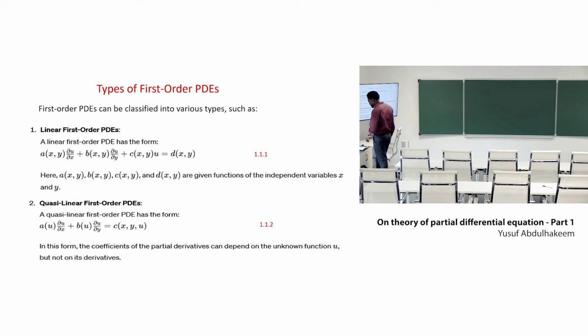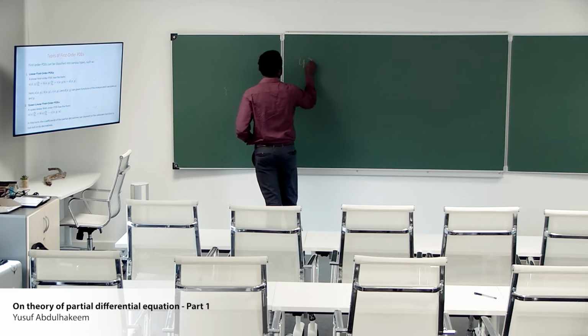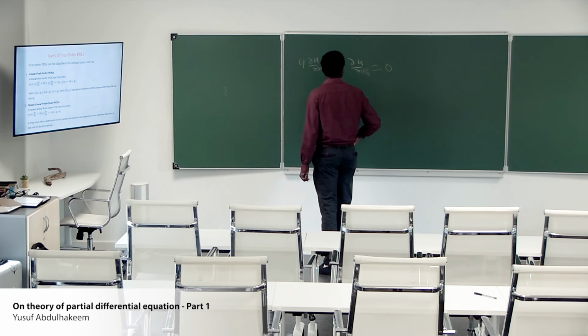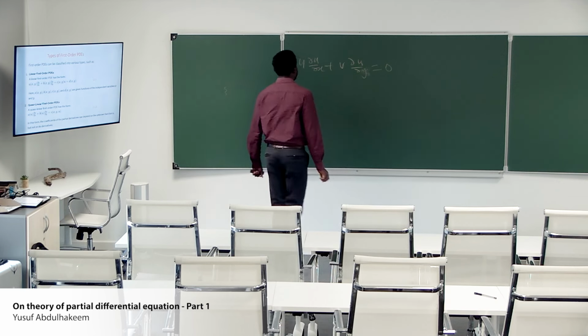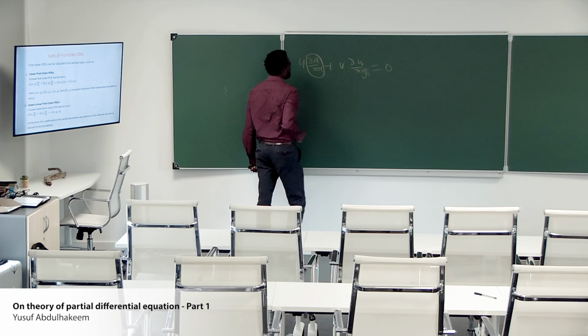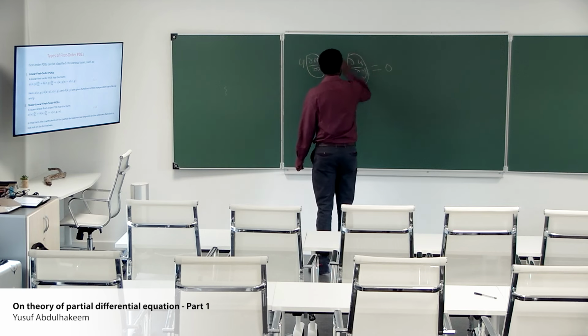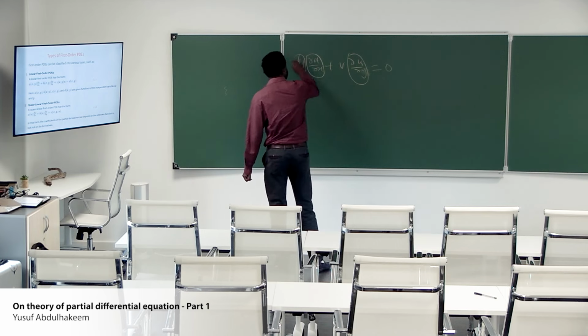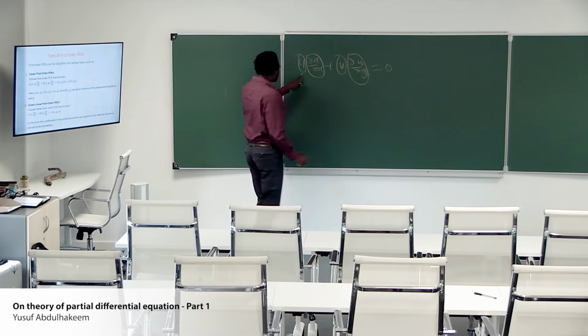Let's look at the Euler equation, which is given as u ∂u/∂x plus, let's say, v ∂u/∂y. Let's just assume everything here is equal to 0. If you look at it, these are the derivatives, and this is also another derivative. And this u here and this v here are unknown functions.